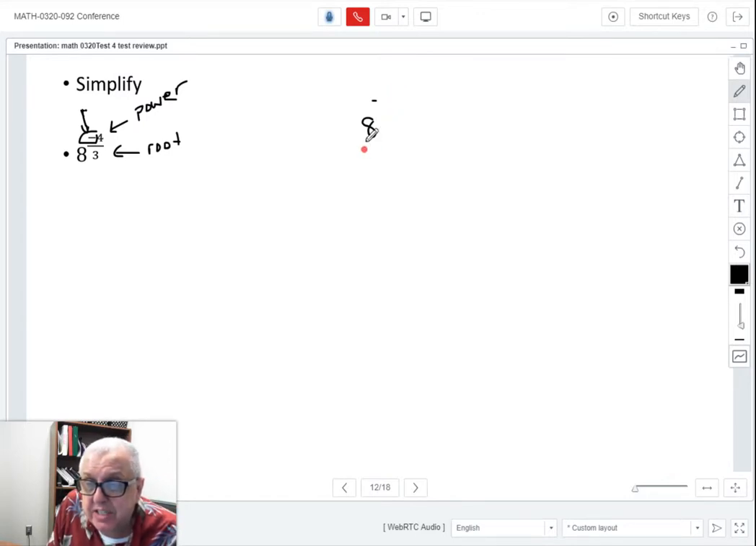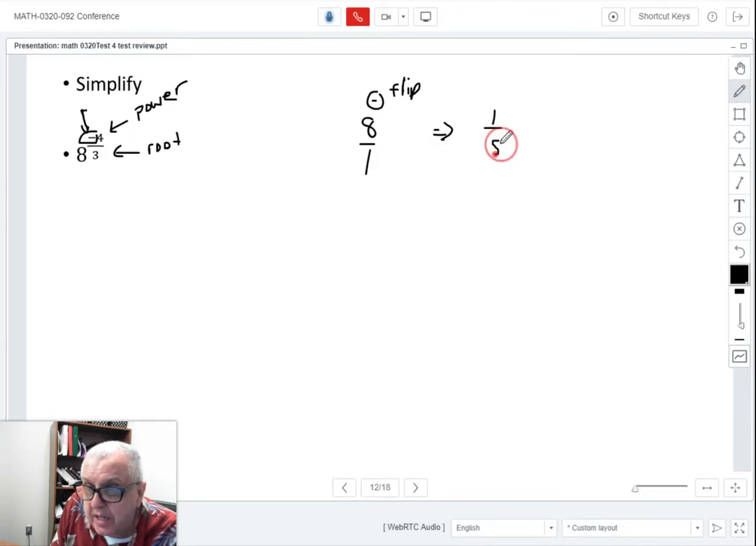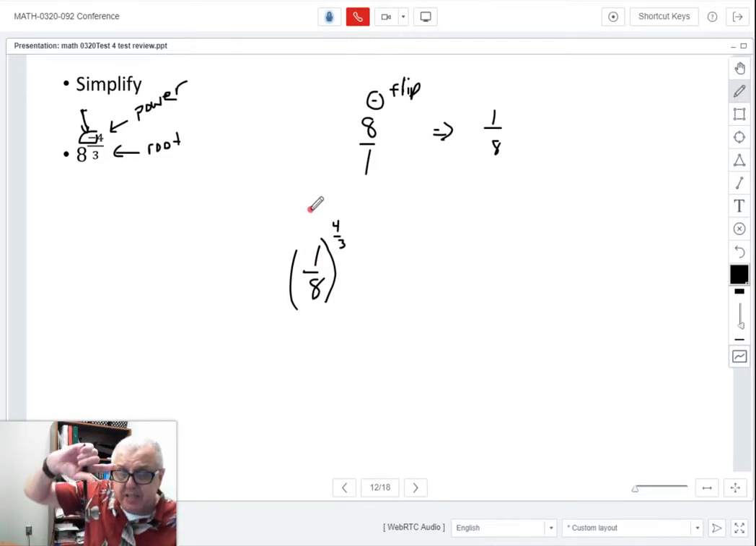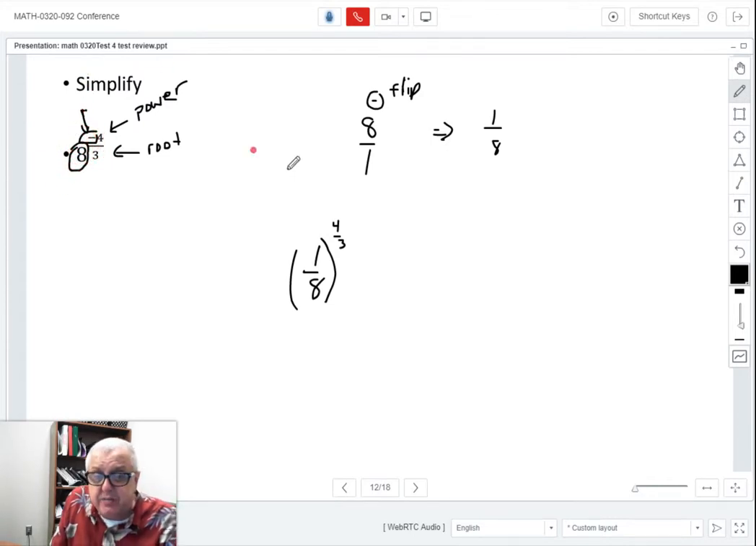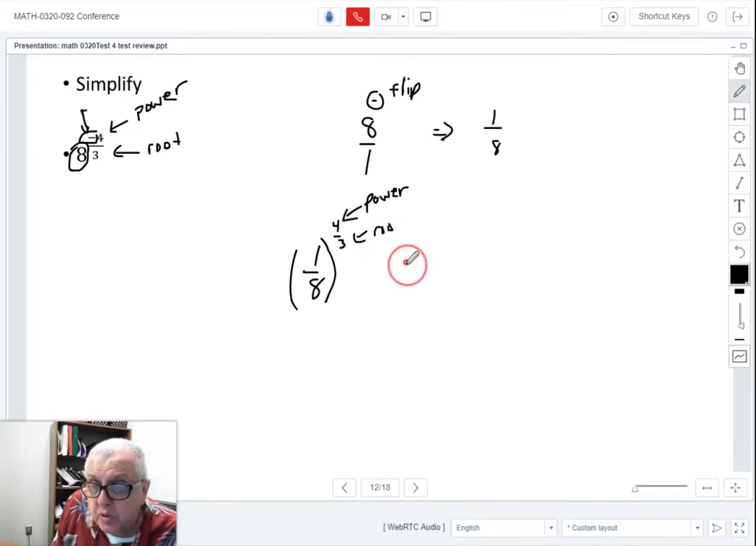If a negative power just says flip the 8, 8 in reality is 8 over 1. So if I flip the 8, I end up with 1 over 8. So in reality, I'm ending up with 1 over 8 to the 4/3 power. You see, once you do the negative, the negative just tells you to flip whatever the base is. This is the base. Once I flip it, the negative is gone. The 4/3 is still there. Okay, so the easiest way, once again, the top is the power of the base, the bottom is the root. So I am going to take the third root first of 1/8.